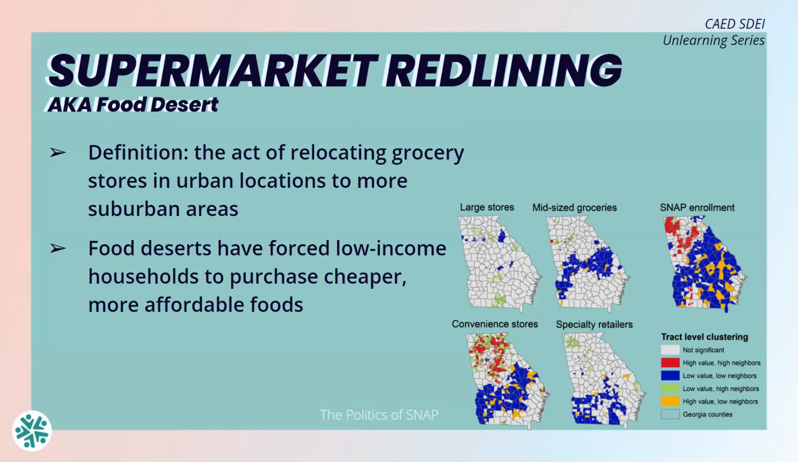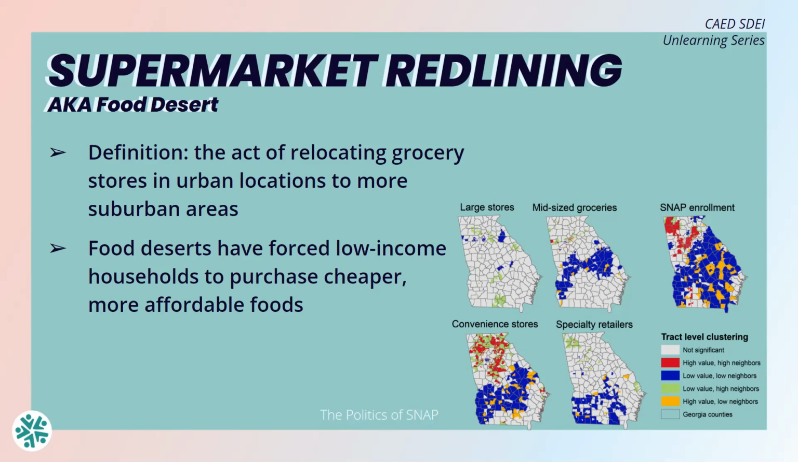Thank you, Claire. So one concern that has been turning heads for urban planners, public policy experts, and many other professions dealing with zoning ordinances is the term supermarket redlining, which also can be seen as food deserts. The definition of supermarket redlining is the act of relocating grocery stores in urban locations to more suburban areas. With this, many residents of low-income neighborhoods struggle with the ability to purchase healthy foods because they don't have access to healthy foods at reasonable prices.